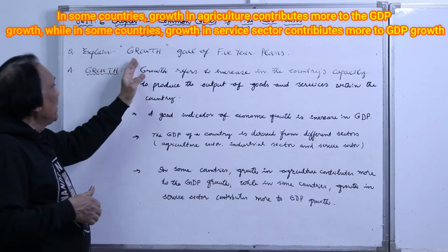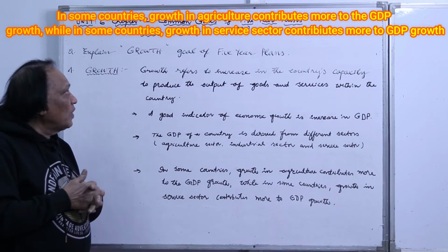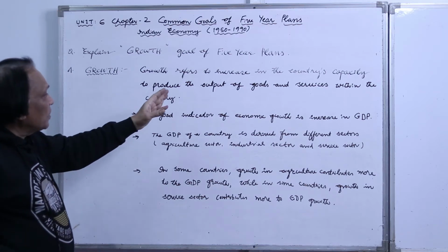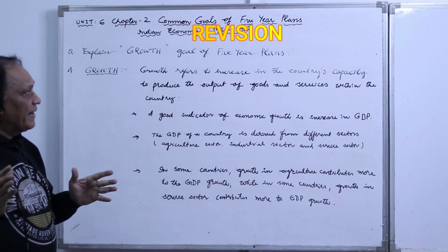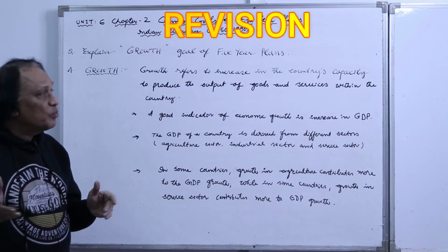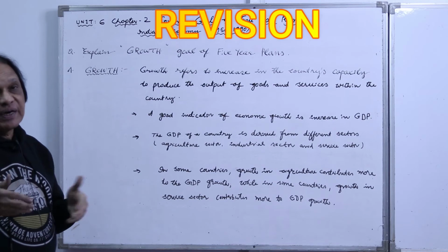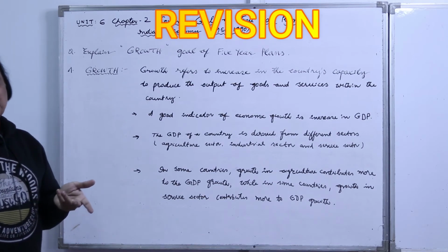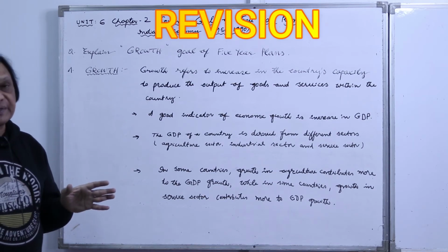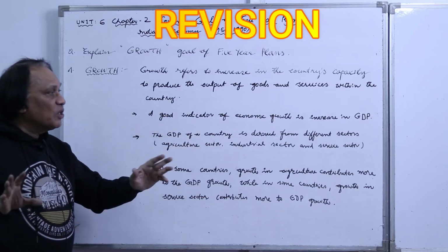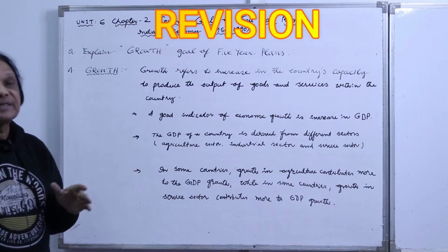So let's see, explain growth as an objective of 5-year plans. Growth refers to an increase in the country's capacity to produce output of goods and services within the country. Growth refers to production of more goods and services within the country. A good indicator of economic growth is an increase in GDP.